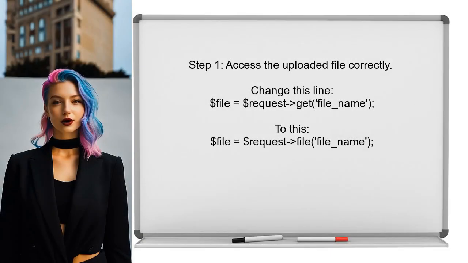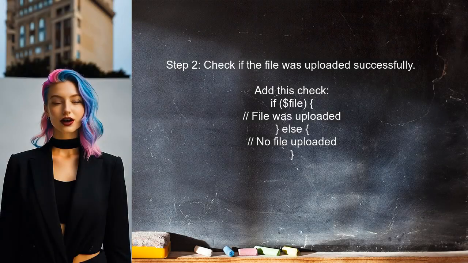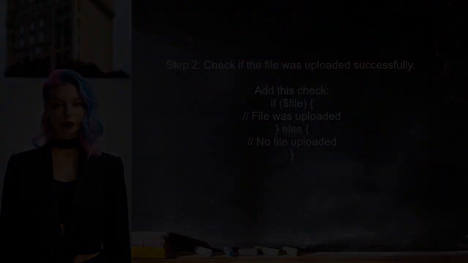To retrieve the uploaded file in Laravel, the user should use the correct method to access the file from the request object. Instead of using the get method, they should use the file method. Next, the user can check if the file was uploaded successfully. This can be done by verifying if the file variable is not null.